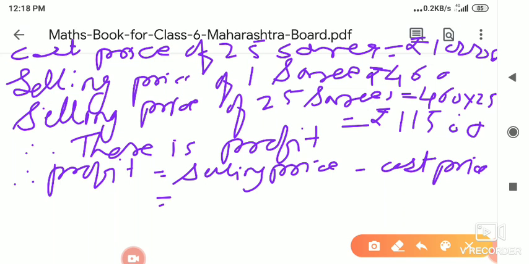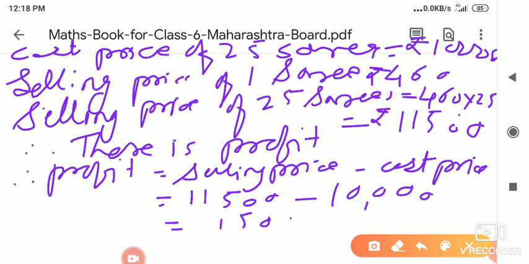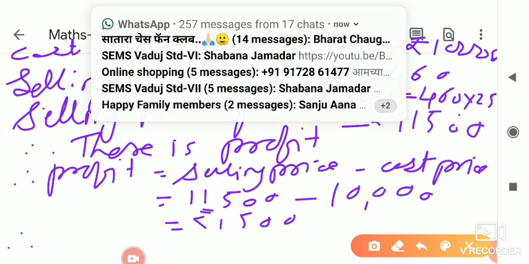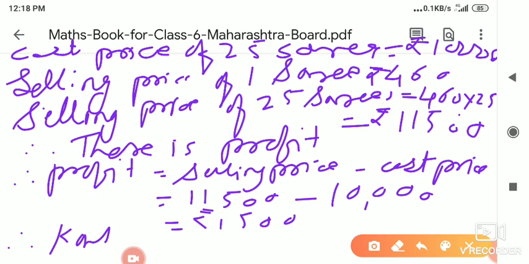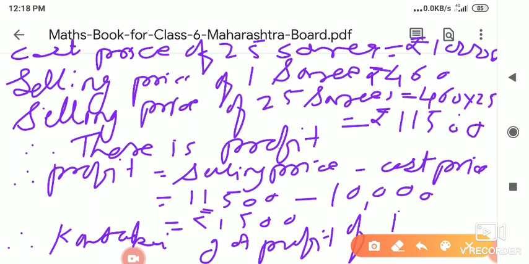So selling price is equal to 11,500 and cost price is equal to 10,000. If you do the subtraction of both, you will get 1,500, which means Kantabai got 1,500 rupees profit. So here we have to write, therefore Kantabai got a profit of rupees 1,500. In this way we have to solve this example. Understood all of you? So note down this example.